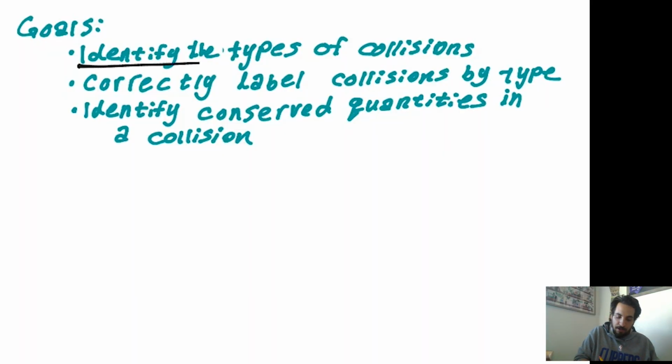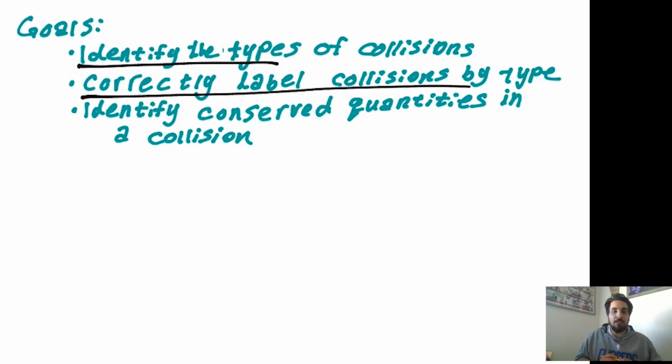The focus of today's video will be on trying to identify these types of collisions. There are three that we have today, because these three types of collisions are all ones in which momentum is conserved. We also want to be able to correctly label a collision in a problem by the type of collision that it is, right? We want to be able to correctly identify this is this type of collision, or this other scenario is a different type of collision.